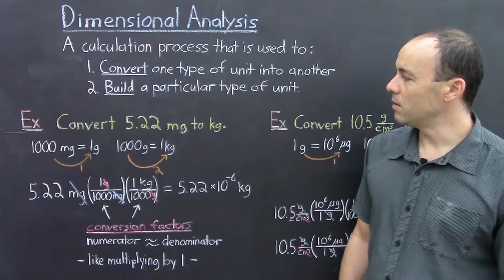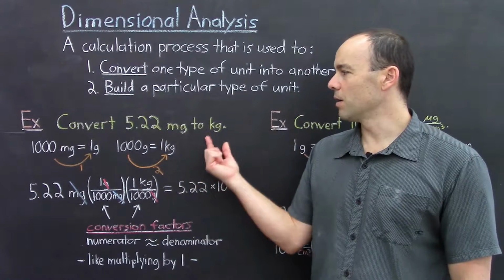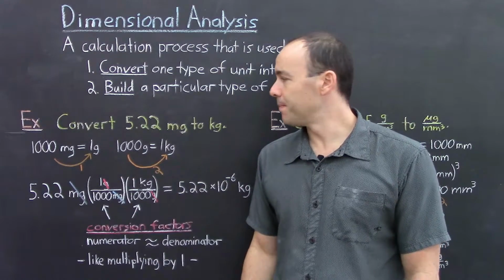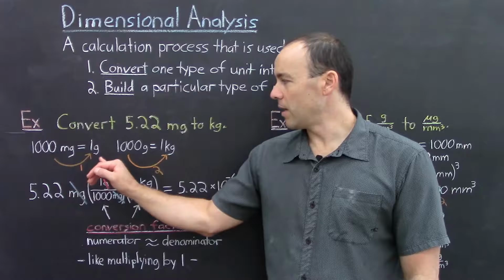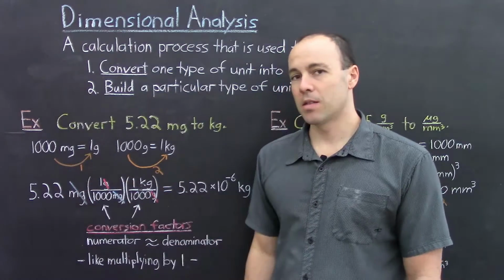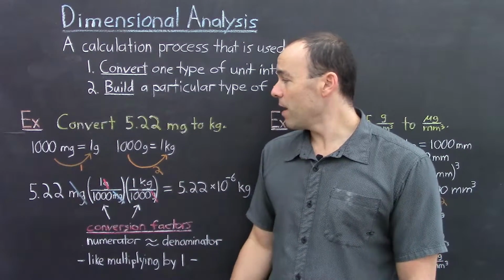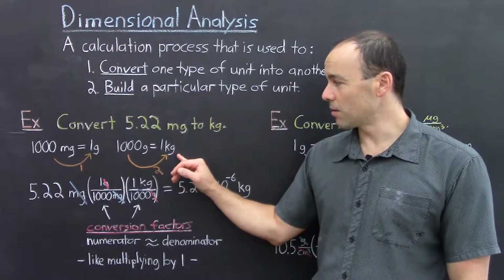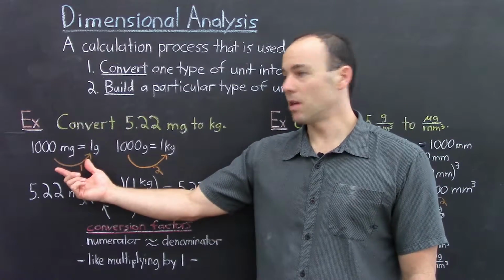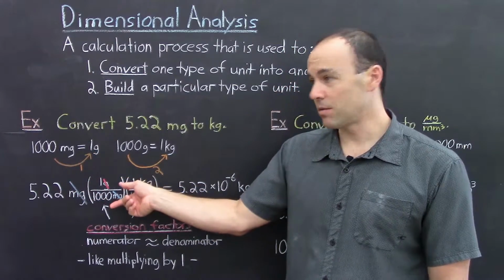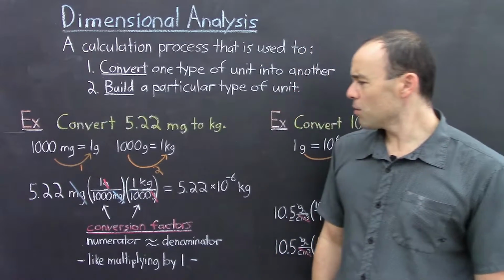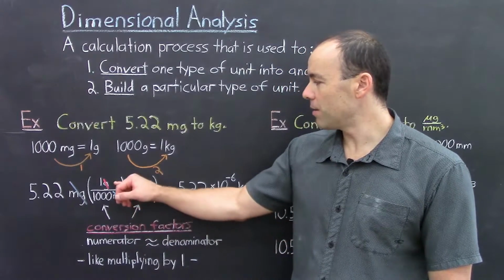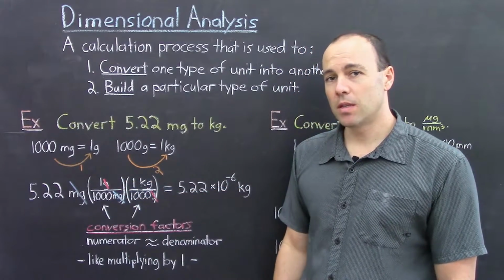Now, in order to get from milligrams to kilograms, you need to know the relations between them. A milligram is related to a gram through the following relation: 1,000 milligrams equals a gram. And gram is related to kilogram through this relation: 1,000 grams equals a kilogram. Now, these relations can be used to build what are called conversion factors. And conversion factors have the following property: the numerator is the same in quantity as the denominator.